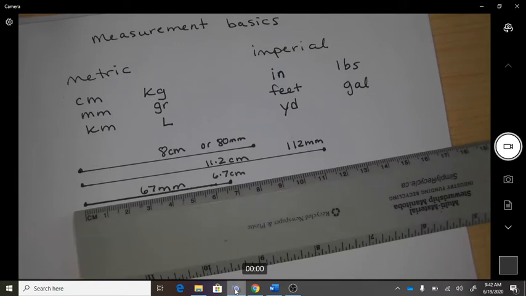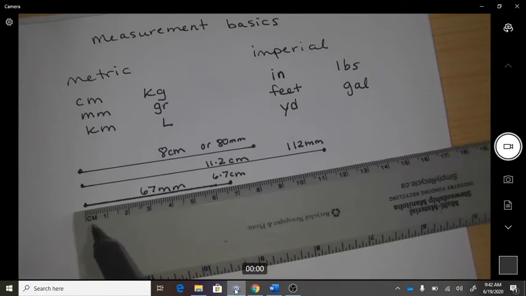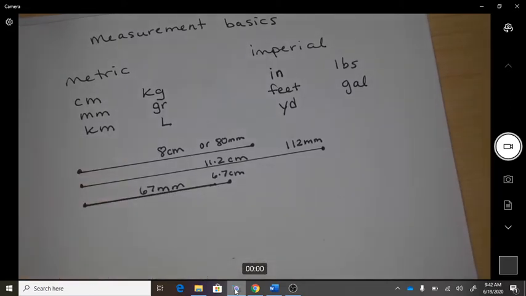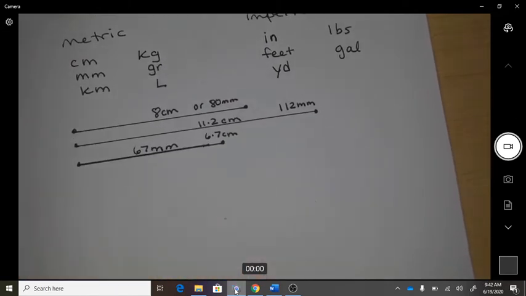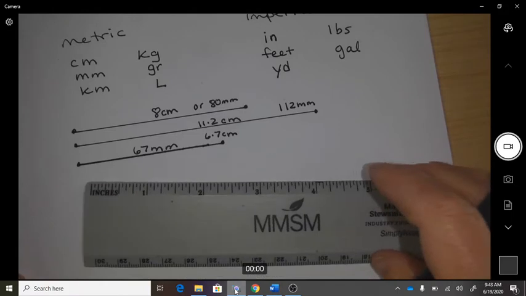Okay, so the metric is always increments of base 10. So 10 millimeters in a centimeter. There's 100 centimeters in a meter. There's 1,000 meters in a kilometer, that type of thing. Always bases of 10. So let's talk about the imperial by flipping our ruler here.